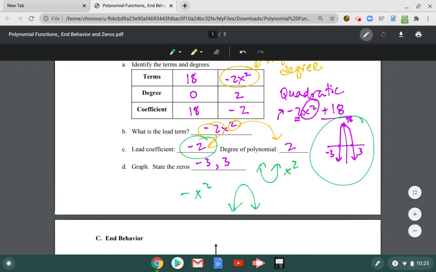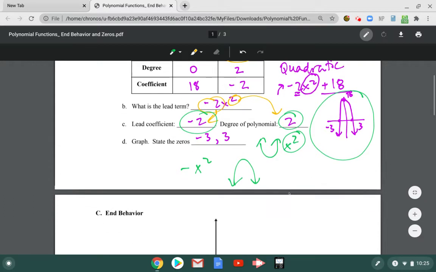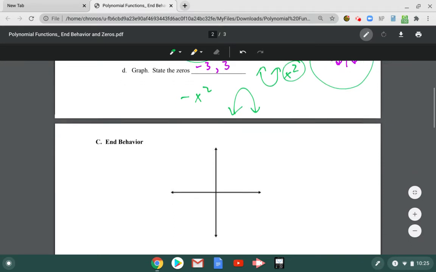So the lead term becomes really important because it gives me the direction, whether it's opening up or down, and the degree. The degree gave me the shape. Because it was a quadratic, I knew that it was a parabola. Okay, so that's where we're going to get our end behavior.